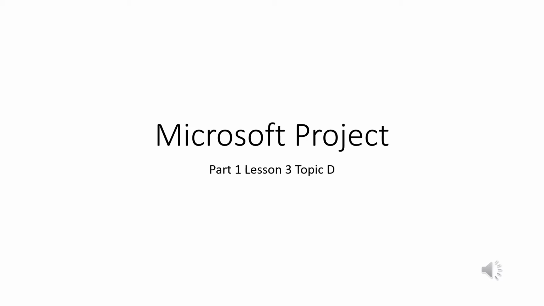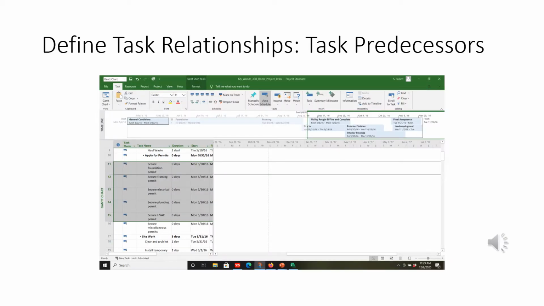Okay, in topic D, we're going to define task relationships. This is the sequence that tasks have to be done. This is kind of the guts of a project. This is kind of an important lesson right here. A task predecessor is something that has to happen before another task can get started.